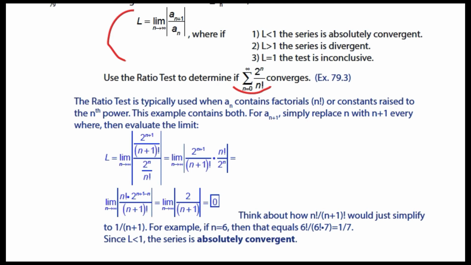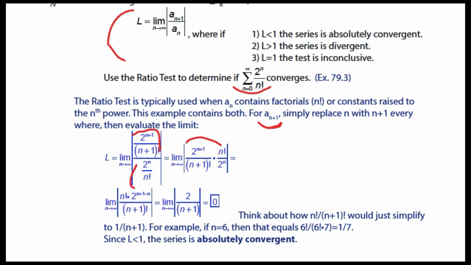So for a sub n plus 1, what we want to do is just replace n with n plus 1 everywhere and evaluate the limit. So we'd have 2 to the n plus 1 over n plus 1 factorial, over 2 to the n over n factorial. We can rearrange that and simplify, and we'd end up with this, basically inverting and multiplying that denominator. So we end up with that form.